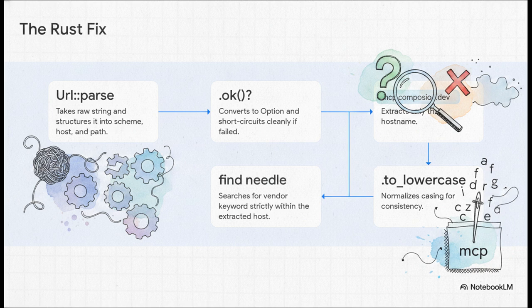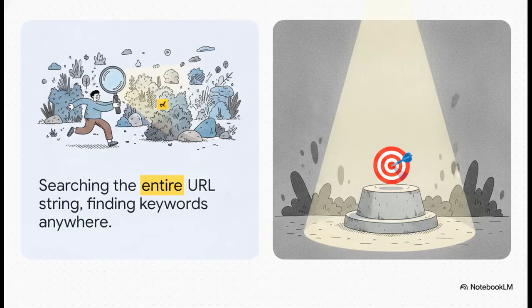Step 3 is .host_string?. This extracts only the hostname, like mcp.composio.dev. Step 4 normalizes all of that to lowercase. And finally, step 5, we search for the vendor's keyword strictly within that extracted host. This brilliantly illustrates the paradigm shift we needed.